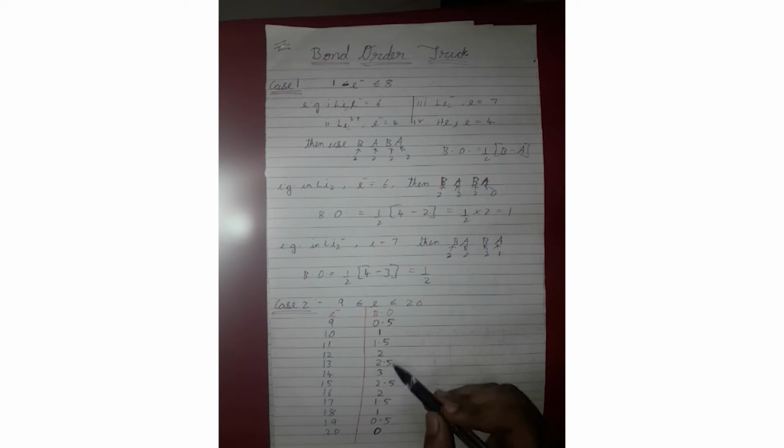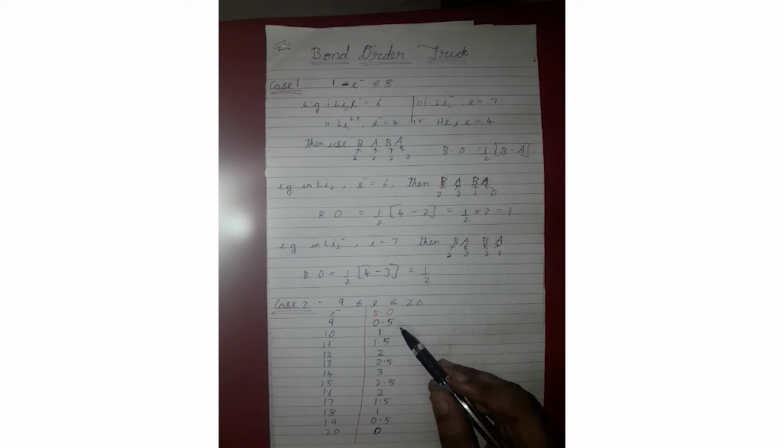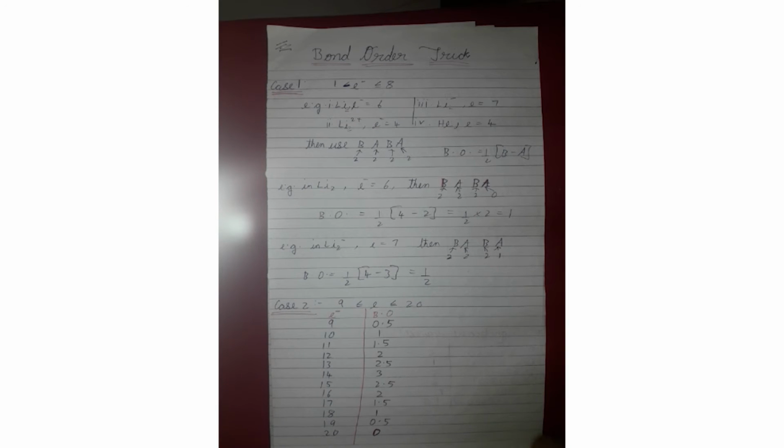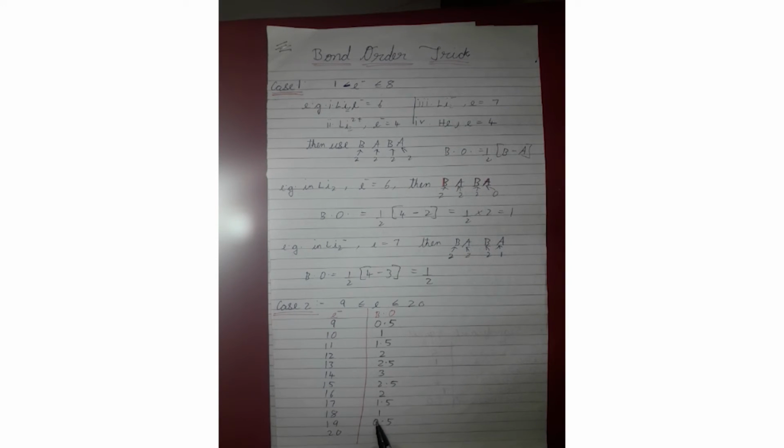Like if we go up, then we will subtract 0.5 from each number. So here 2.5, 2, 1.5, 1, 0.5. Here also the same case, and your answer is done. If the total number of electrons in an atom is 18, then its bond order is 1. If the total number of electrons in an atom or element is 20, its bond order is 0.